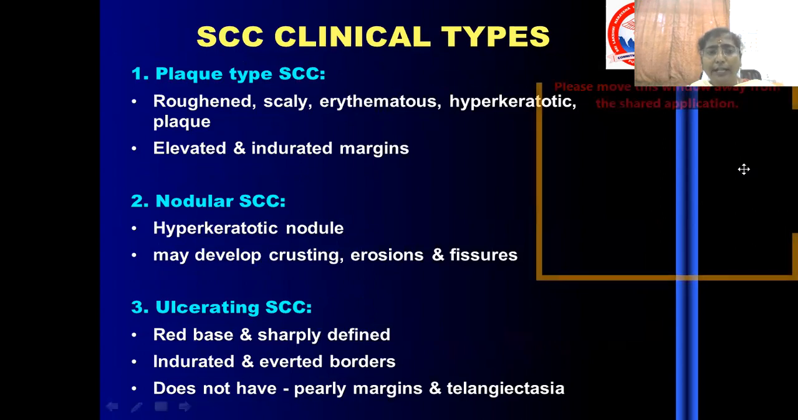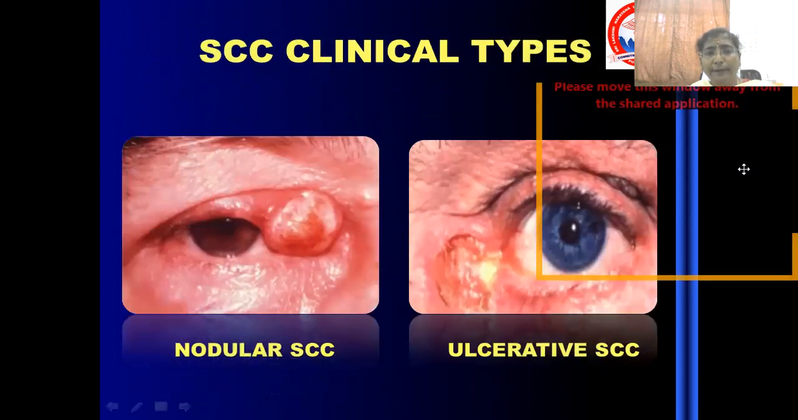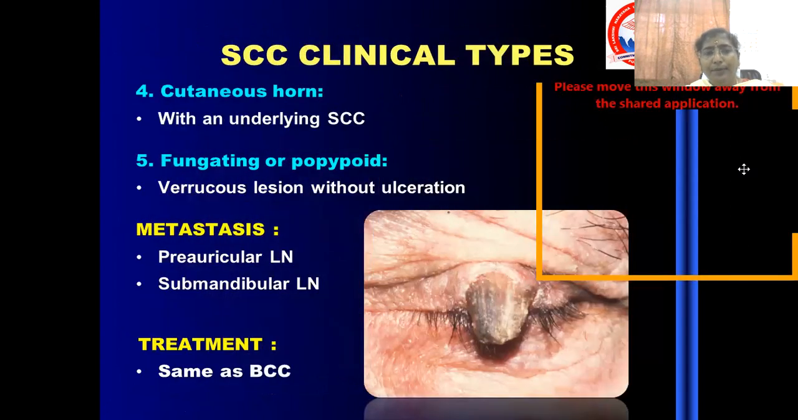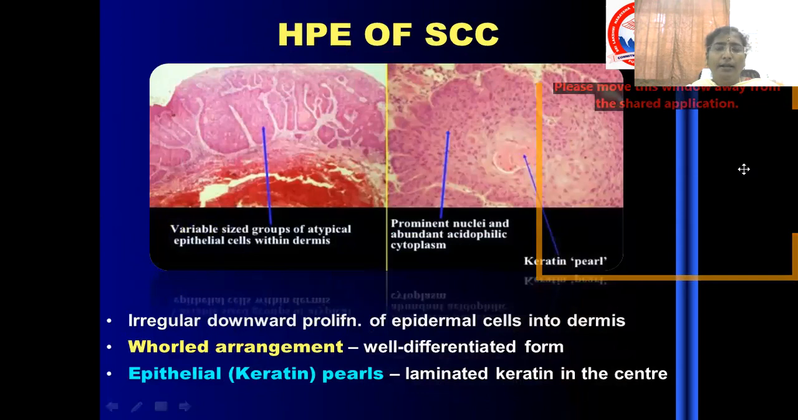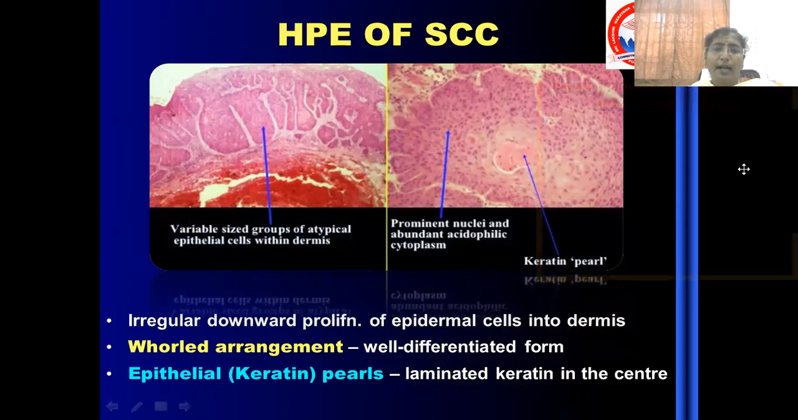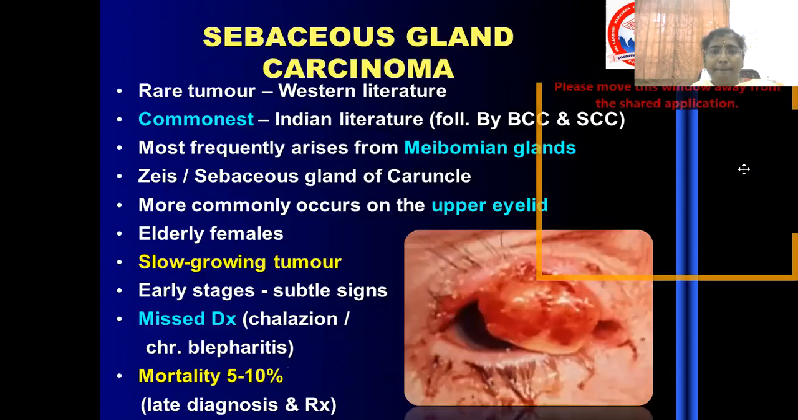Clinical types include plaque type, nodular type, and ulcerating type. So it can be nodular or it can be ulcerative. Other types are the cutaneous form and fungating or polypoid. So where does it metastasize? Usually to the preauricular lymph nodes and submandibular lymph nodes, and treatment is the same as basal cell carcinoma. Next is HPE, which shows a whorled arrangement in the well-differentiated forms, and it also typically shows epithelial keratin whorls, with laminated keratin present in the center.